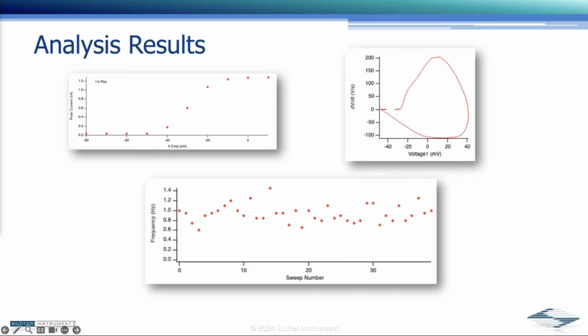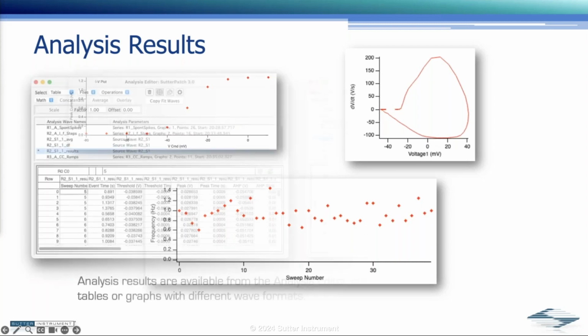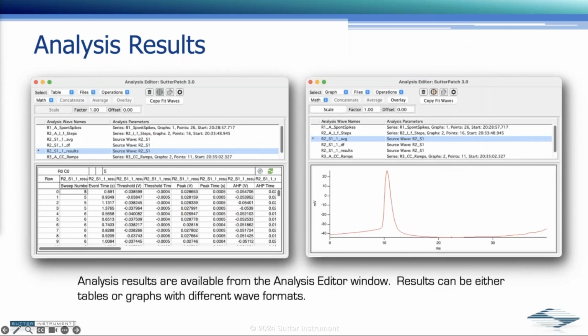They could come from real-time measurements and graphs, which were executed during series acquisition or during post-hoc reanalysis, or generated by one of our analysis modules, either action potential, synaptic event, or single channel analysis. Analysis results can be easily accessed from the analysis editor window. Analysis results can be either shown as a table or graph, and they could have different wave formats.